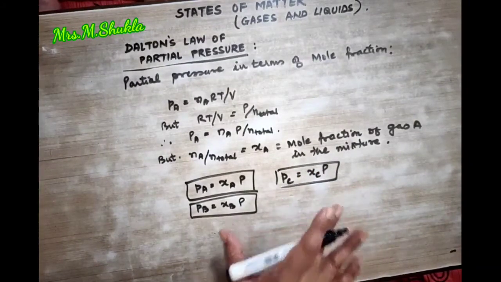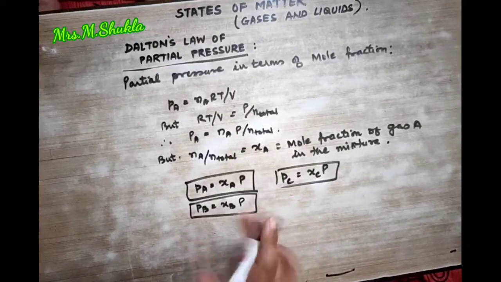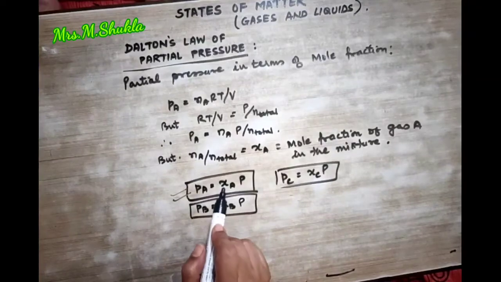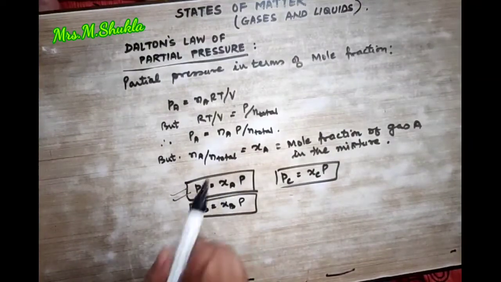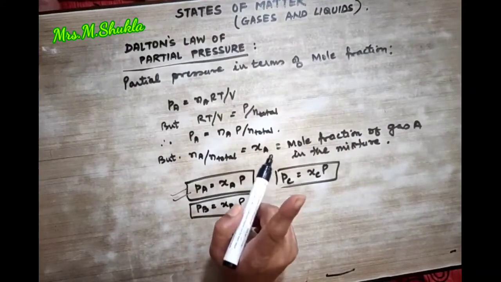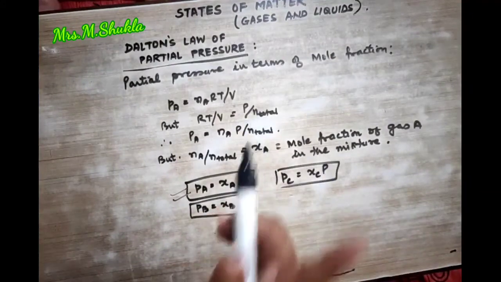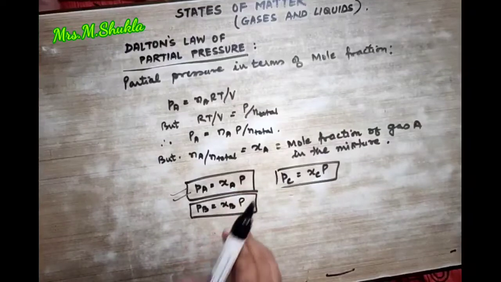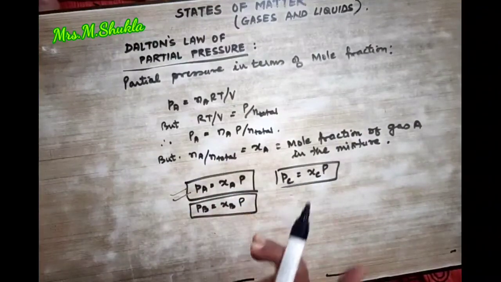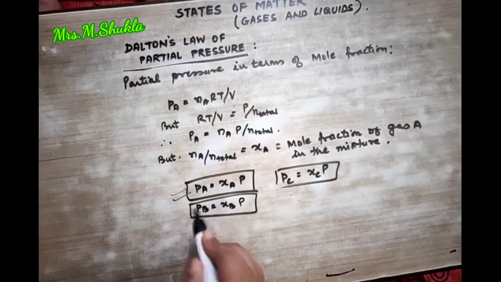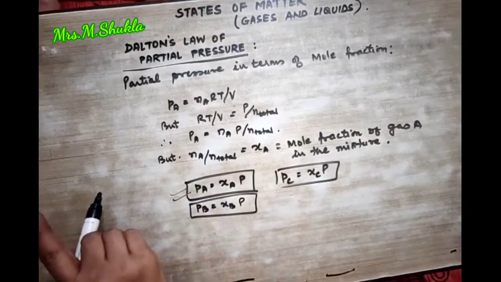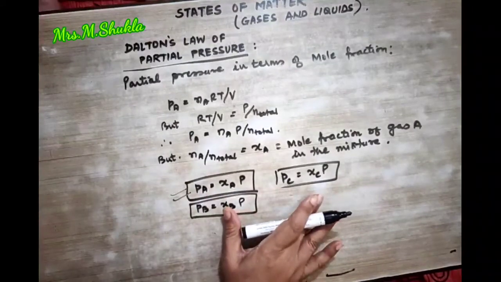Now, what do we deduce from this? What do we deduce from this formula? That the partial pressure of the gas depends only on the mole fraction in the mixture at a given temperature and also at a fixed volume. First point. Second point, when the mole fraction of an individual gas in the mixture is large, then the contribution to the total pressure will also be large. Is this point very clear?